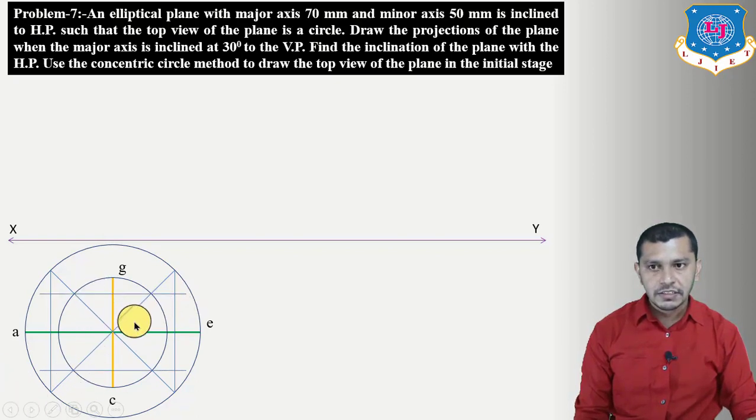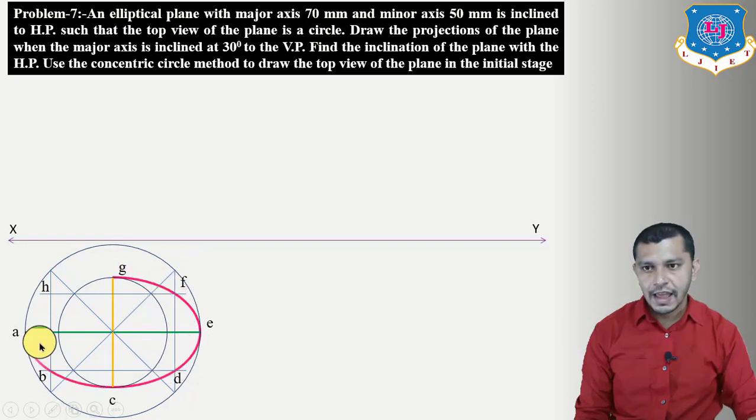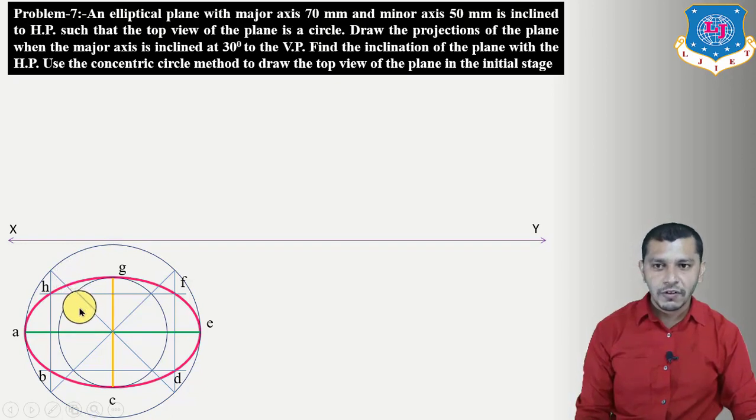Now mark the intersection points of these horizontal lines and vertical lines. So these are our B, D, F, H. Now draw the curve passing through these points. We will get the ellipse. So this is the ellipse by the concentric circle method. Now we have to draw the projection of this ellipse. So first of all we have to draw the elevation.